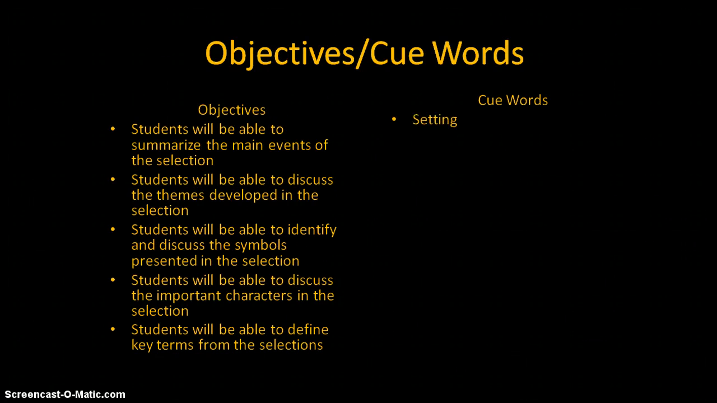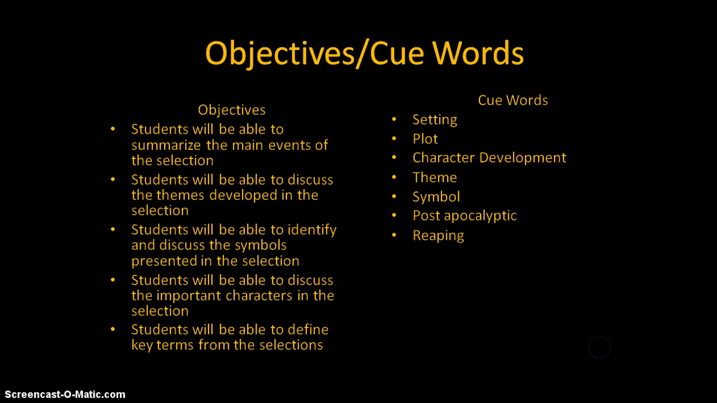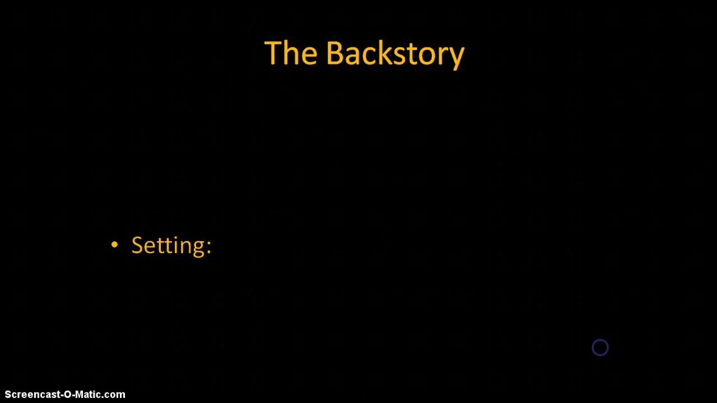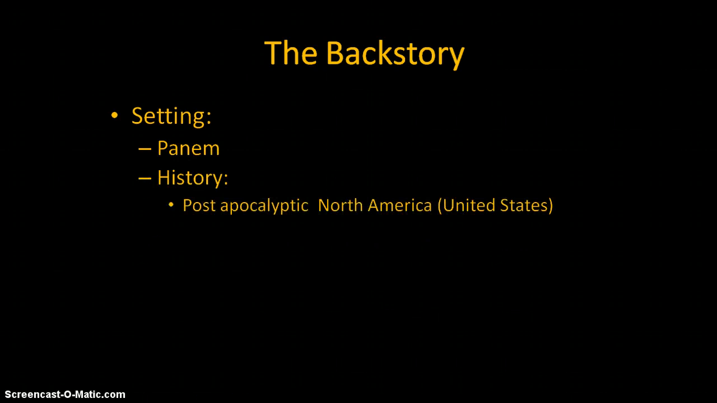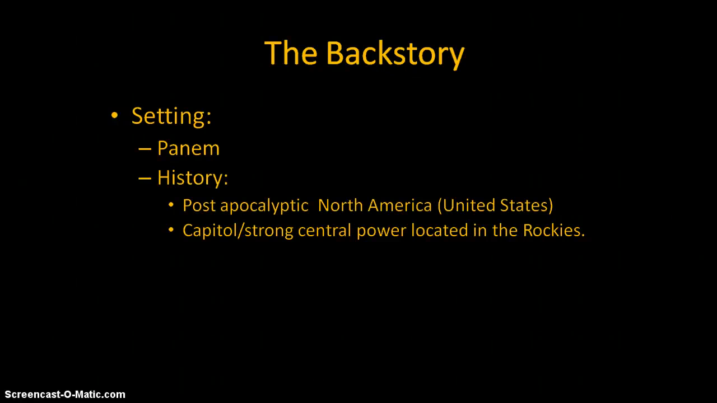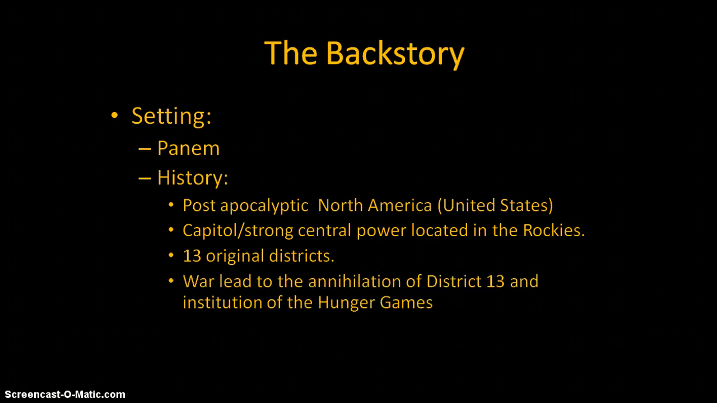Your keywords are setting, plot, character development, theme, symbol, post-apocalyptic, reaping. The story is set in the country of Panem, which arose in a post-apocalyptic North America after a series of natural disasters destroyed what we knew as the United States. It was formed with a strong central power in the Capitol, located in the Rockies, and 13 districts. When the districts rebelled against the tyranny of the Capitol, warfare broke out, and this led to the annihilation of District 13 and the institution of the Hunger Games.